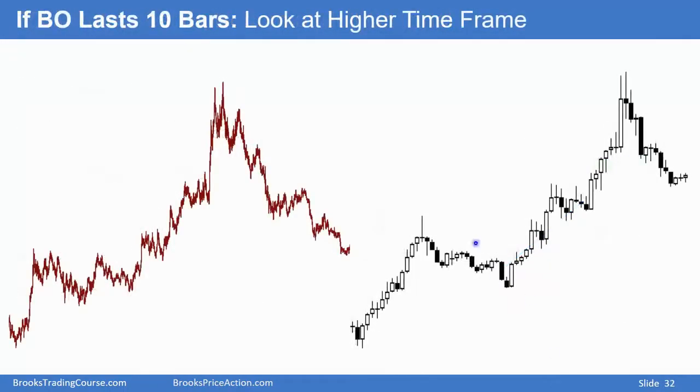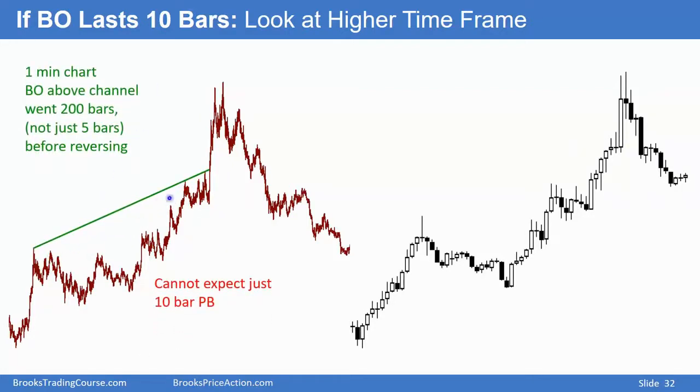I think this is pretty interesting. Look at this chart. It's the same as this chart, but the time frame is different. This is a 1-minute chart, and this is a bull breakout above the top of a bull channel. Now, what about my 70% rule? 70% chance the breakout fails within about 5 bars and goes down to the bottom of the channel.